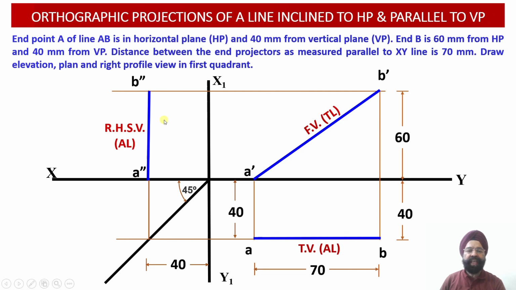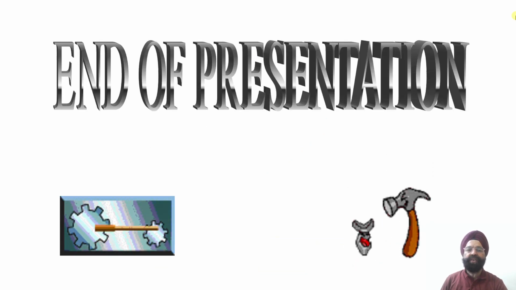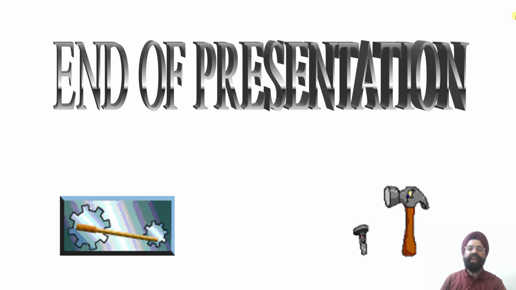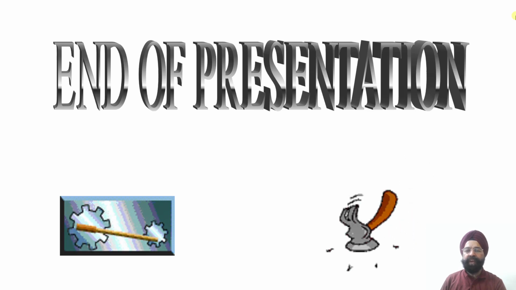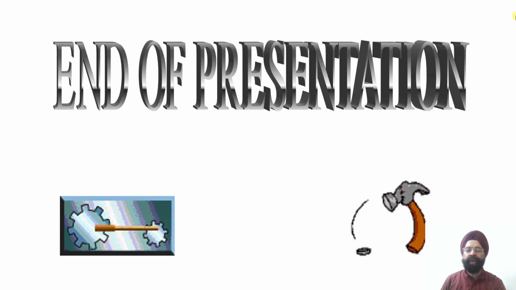So this way we have discussed the evaluation of the front view projections, the top view projections and the right hand side view orthographic projections of a line AB, which is located in the first quadrant. So this is all for today. I hope that through this discussion you would have understood the procedure to evaluate the orthographic projections of the line AB, which happens to lie in quadrant number 1.